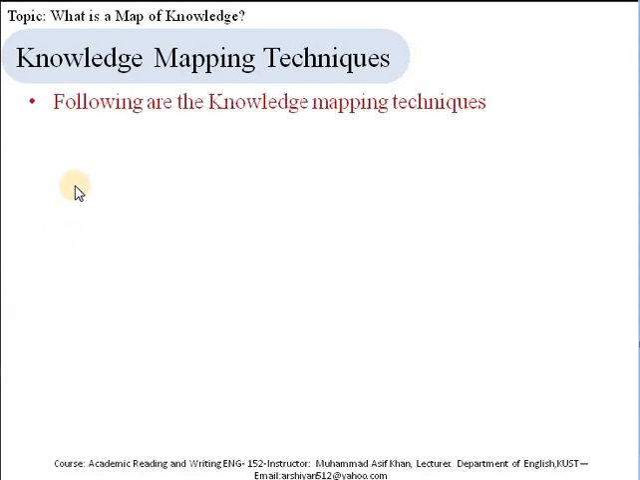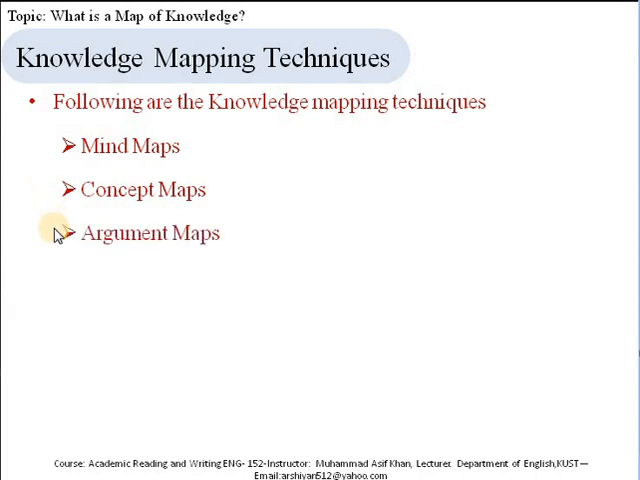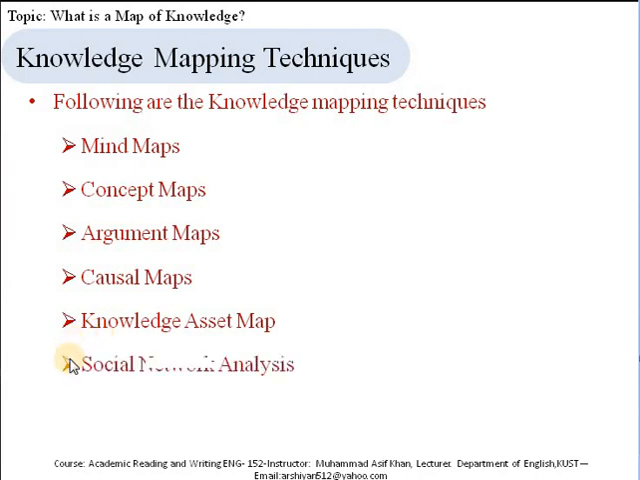As I told you earlier, there are different knowledge mapping techniques, and I have listed these techniques for you. The first one is mind maps. Creating mind maps is one of the techniques that is often used by learners to map knowledge. We also have concept maps. There are argument maps, causal maps, and knowledge asset maps that are also used by learners. And social network analysis maps are there. Topic maps are often created by people to study different materials.